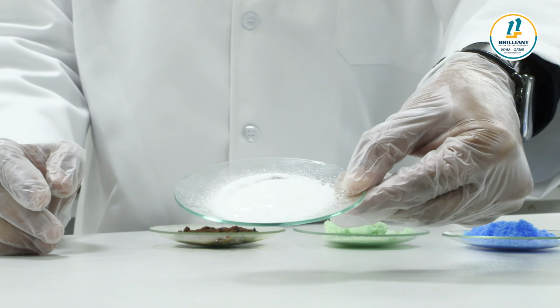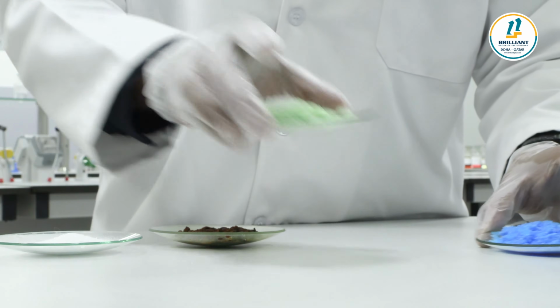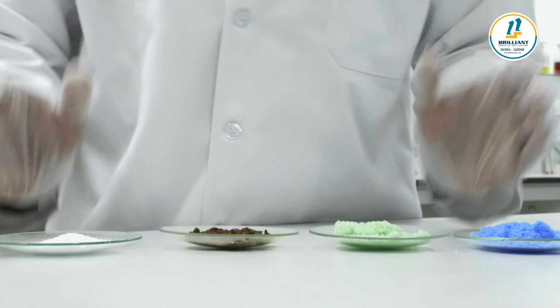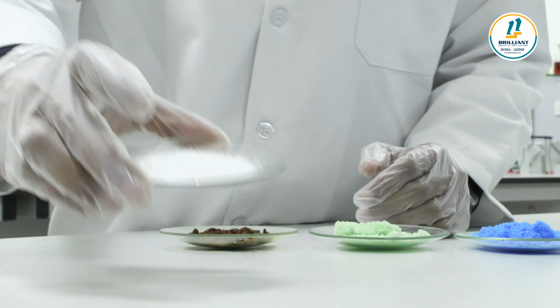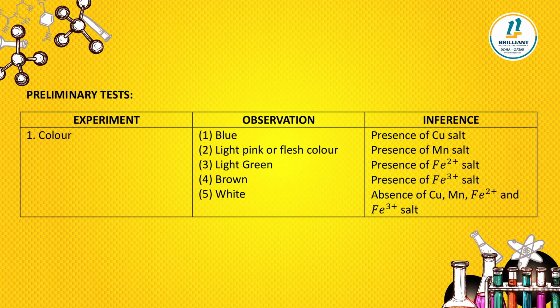If a colorless salt is given, we can say that the colored salts of copper, ferrous and ferric are absent. So mostly for your examination, they will provide a colorless salt. After identifying the color of the salt, as I told you, there are two different kinds of salt you can be given. Some are colored, some are colorless. But in most examinations, they will provide a colorless salt, which indicates the absence of copper, ferrous and ferric, right?